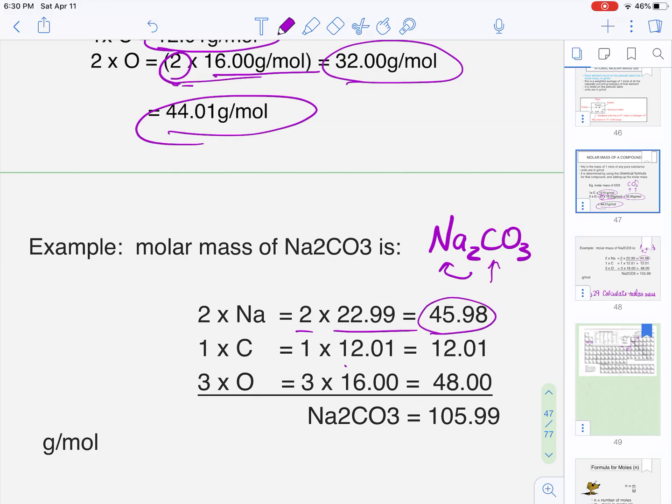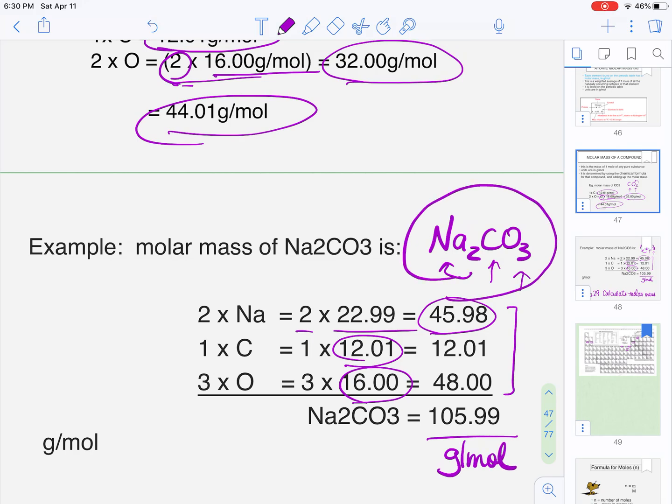We have 1 carbon, which is 12.01, and we have 3 oxygens in this molecule. So we have to go 3 times 16 for a total of 48. When you add the 3 of these together, it's 105.99 grams per mole, and that would be the molar mass of sodium carbonate.